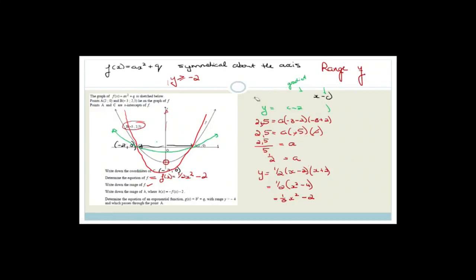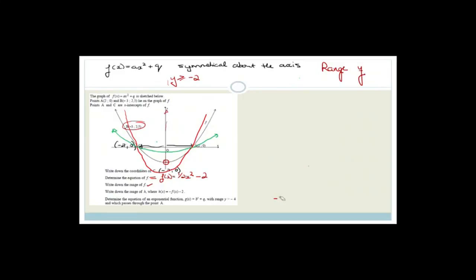So now it says write down the range of h, where h of x equals minus f of x minus 2. Okay, so let's work out what the equation for h is. Well, h of x is equal to minus f of x minus 2. So that becomes minus a half x squared minus 2 minus 2. And you must remember to put the minus outside the bracket, because if you don't, it's going to mess up these signs. So that becomes minus a half x squared plus 2, minus 2. Those cancel and you end up with minus a half x squared.